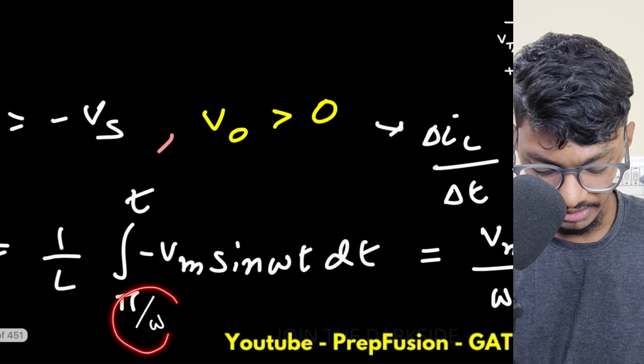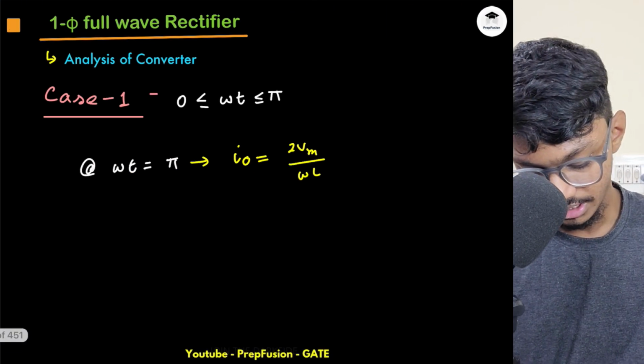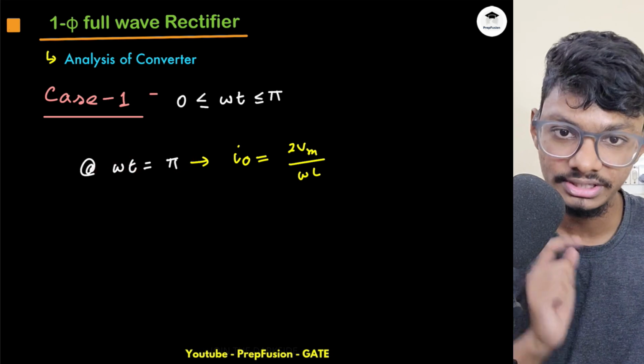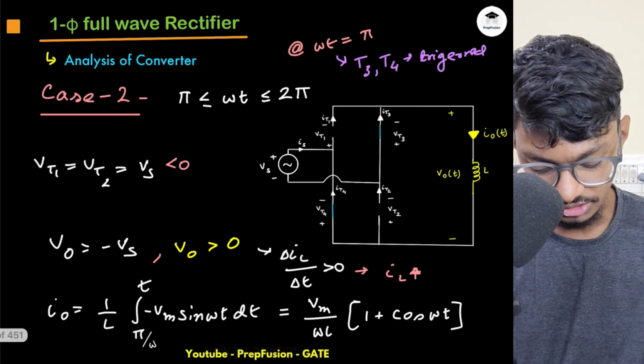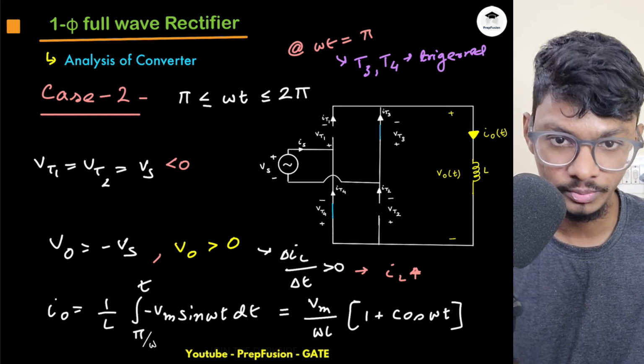So here this should be pi by omega, because at t equals to pi by omega I'm starting. And this is at omega t equals to pi. So t is equals to what? T is equals to pi by omega. Okay, that is the thing. So that's why this will be simply 1 plus cos omega t. And if you put here omega t equals to pi, what do you get?